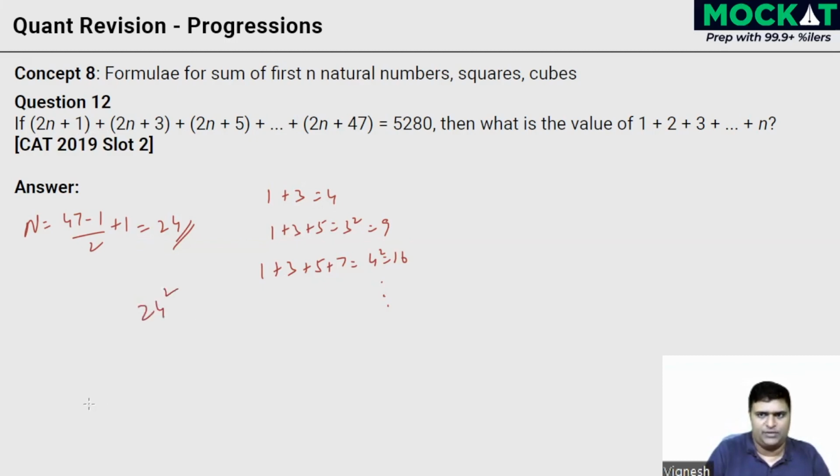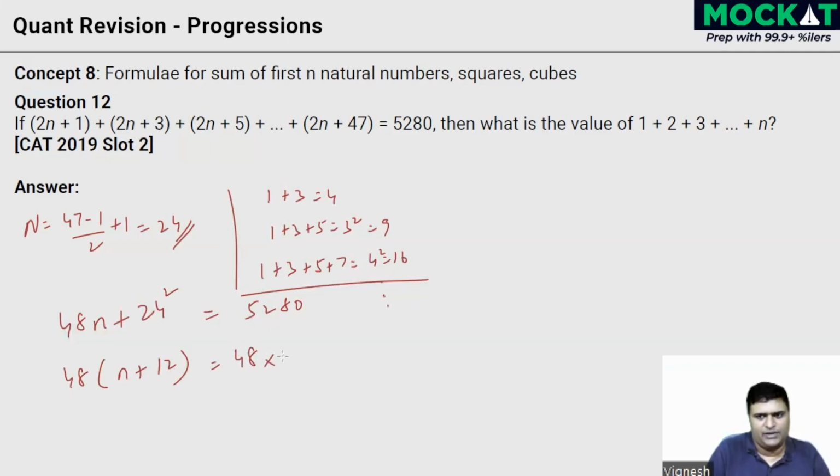So we have 24 square here, and 24 times 2n gives 48n, plus 24 square, equals 5280. Now I can cancel a 48 on all sides. If I take a 48 out, I'm going to get n plus 24 is out. Along with that, another 2 from 24, left with 12. 5280 divided by 48: 1 48 is 48, and then 4 48 is another 1 and then a 0. Cancel it out. n equals 110 minus 12, which comes to 98.